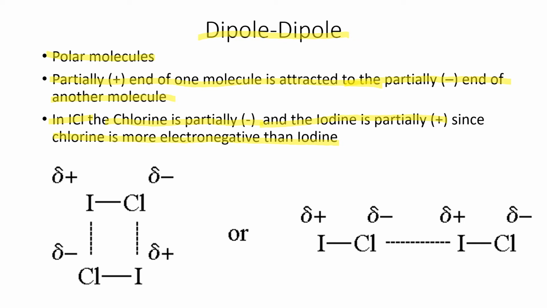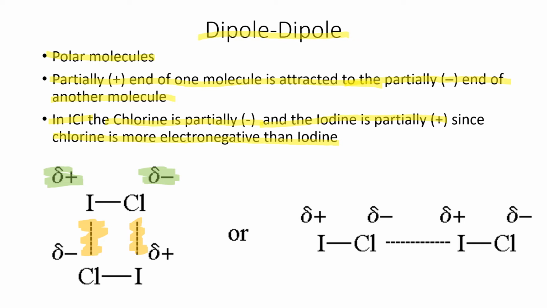Remember how we represent them? With the Greek letter delta. Delta means partial. The iodine is partially positive. The chlorine is partially negative. Now, if we see how these molecules are interacting, if we show this with two molecules, I'm just going to flip it around. What's going to happen is that the negative end of one molecule is going to be attracted to the positive end of another molecule. So the iodine is partially positive in the top molecule. It's going to be attracted to the partial negative chlorine of a different molecule. The partial negative chlorine of the top molecule will be attracted to the partial positive iodine in the bottom molecule.